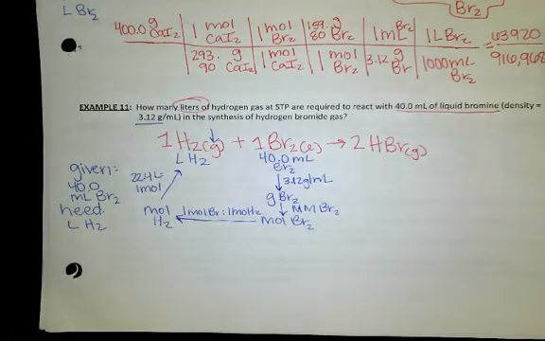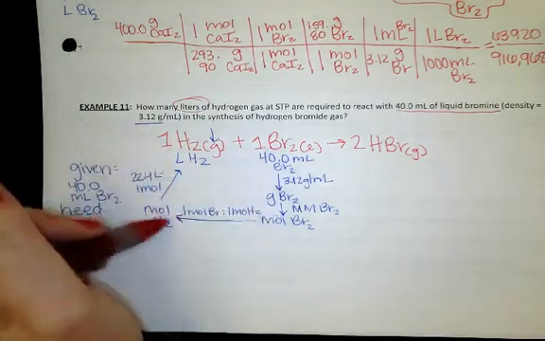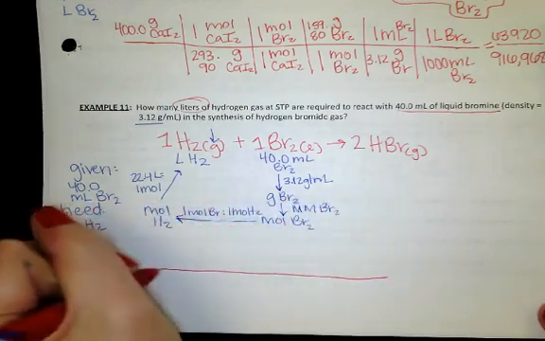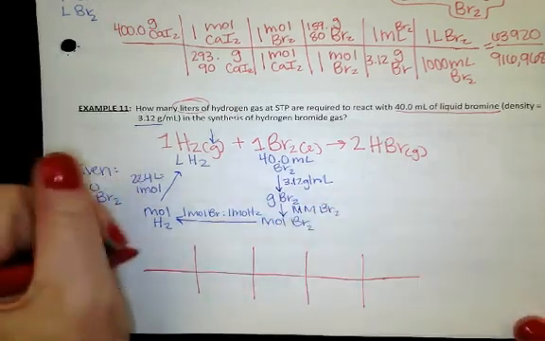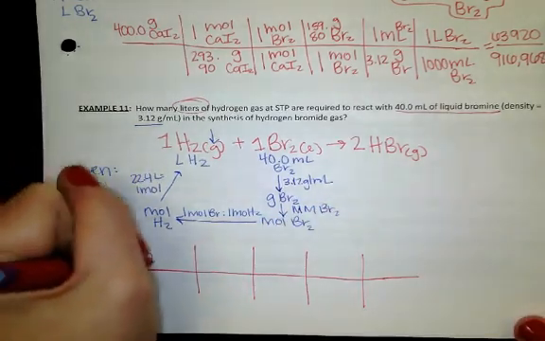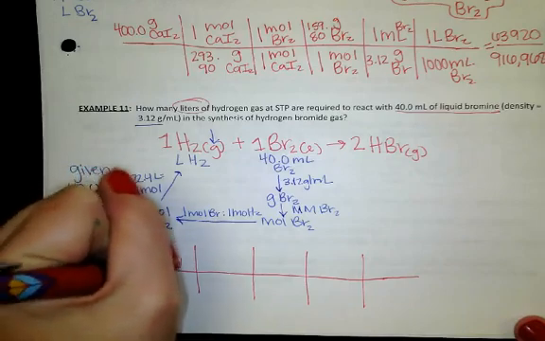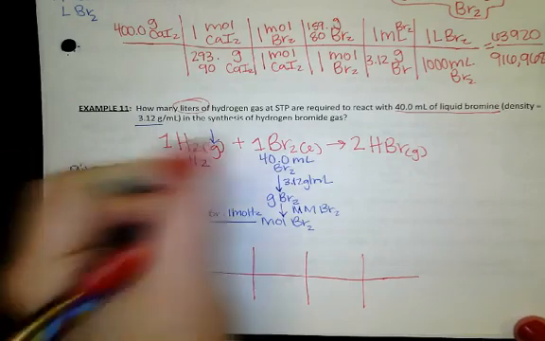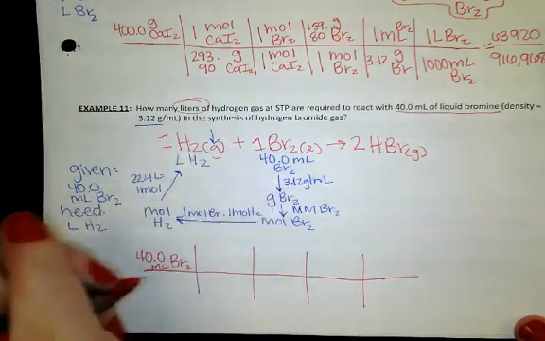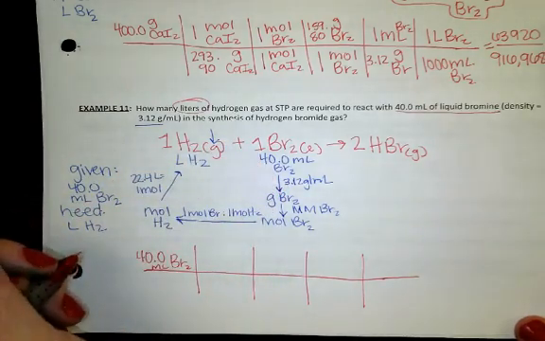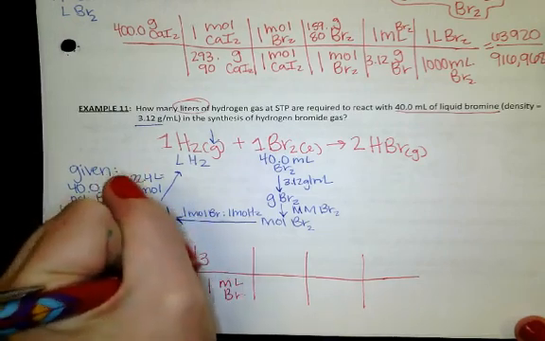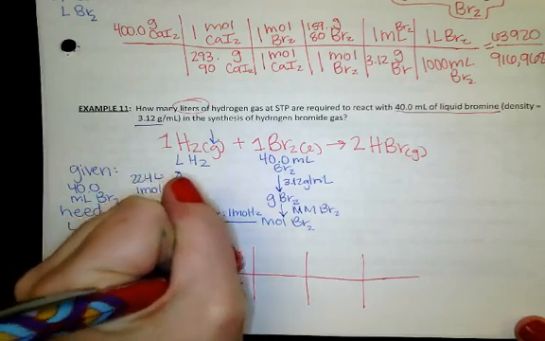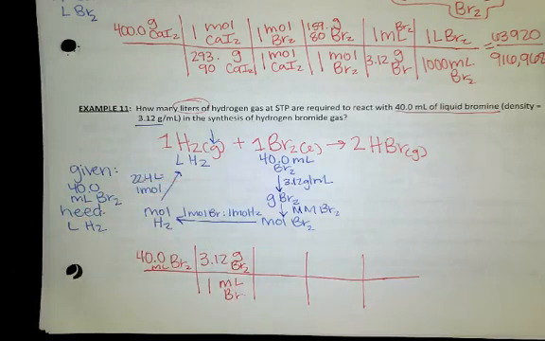So let's set up our conversion. We got 1, 2, 3, 4 conversions, so I'm going to draw 1, 2, 3, 4 lines. Extend that. So starting with 40.0 milliliters of bromine. First, we're going to use our density. So, in 1 milliliter of bromine, it's going to weigh 3.12 grams. You'll have 3.12 grams of bromine. Okay? So, notice we used it set opposite way here than we did here.